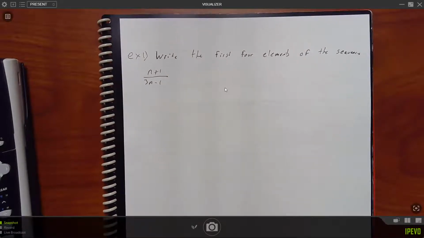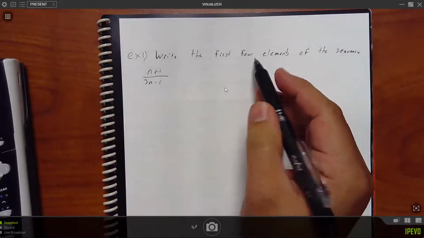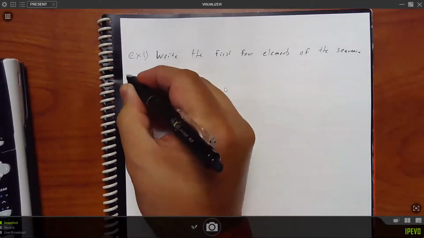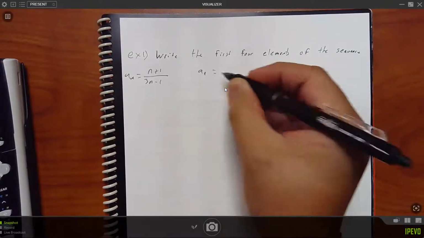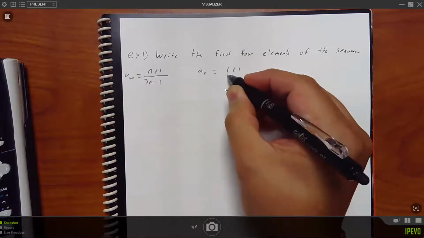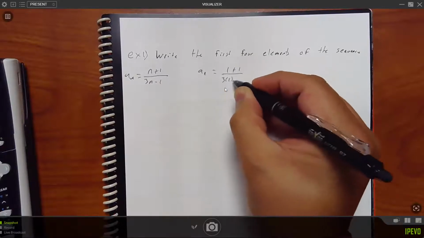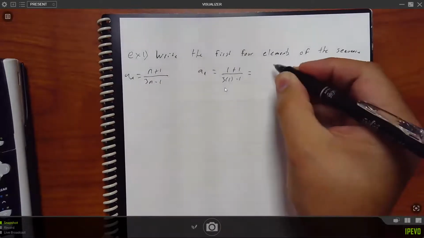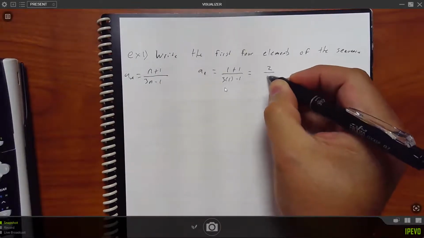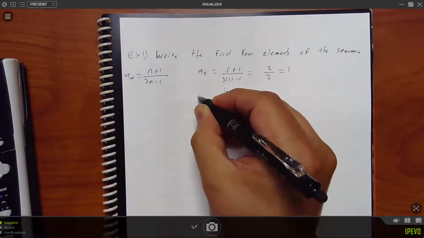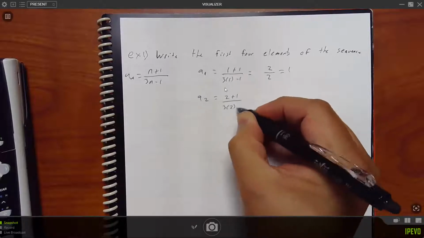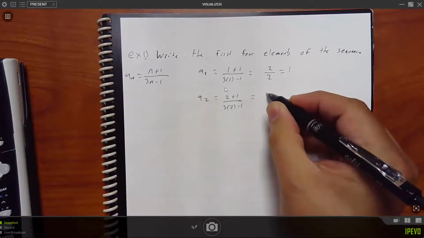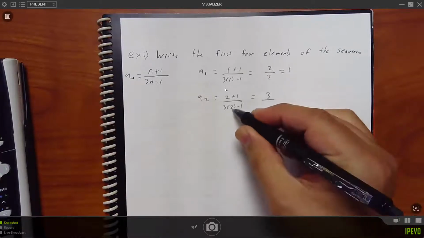All right, so the first one is pretty easy, right? Literally, write the first four. If I call this a sub n, just to label my stuff, a1 will be 1 plus 1 over 3 times 1 minus 1, so that would be 2 over 2, which is 1. A2 will be 2 plus 1 over 3 times 2 minus 1, which will be 3 over 5.